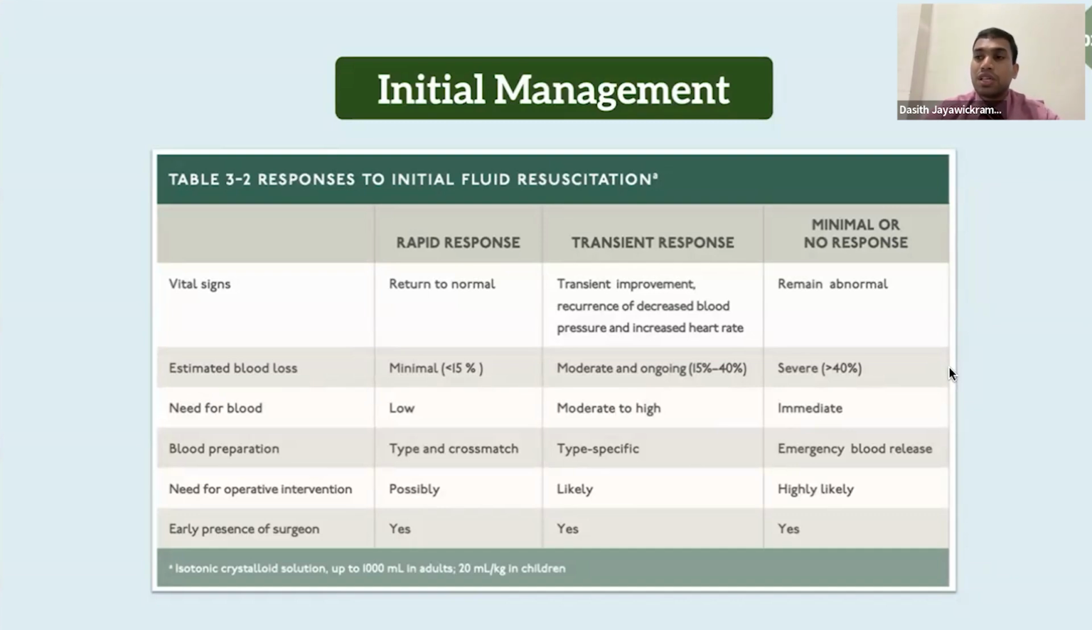Transient response, surgery is very likely because there's ongoing bleeding somewhere, because it responds and then is crashing back. That means some bleeding is going on. We need to intervene. And then minimal response, definitely we need to intervene because there's so much blood loss. Even the fluid bolus is not going to equate. Okay.